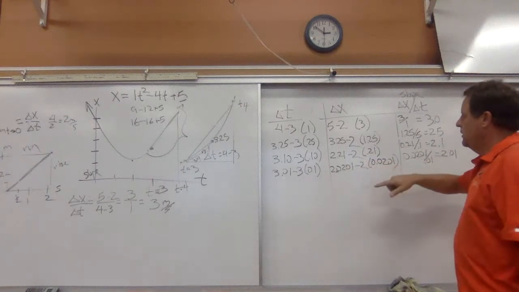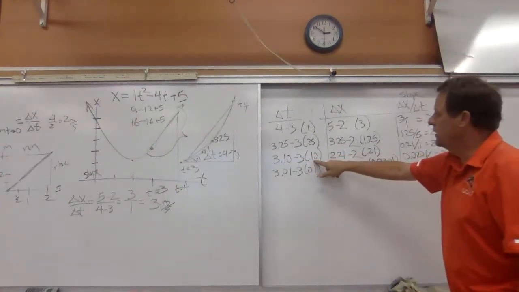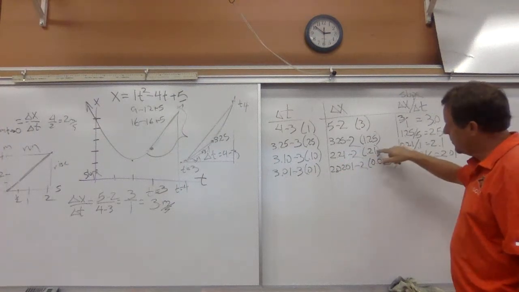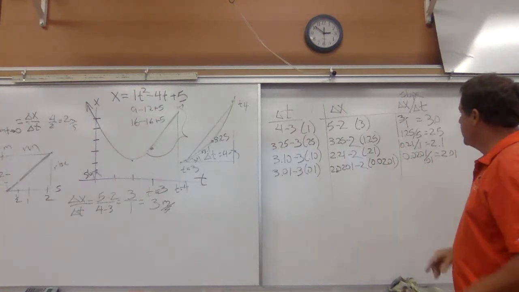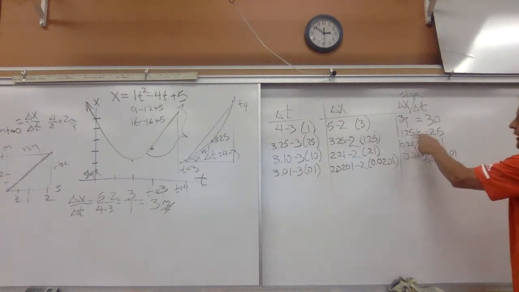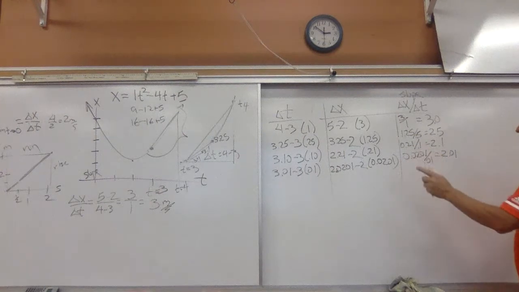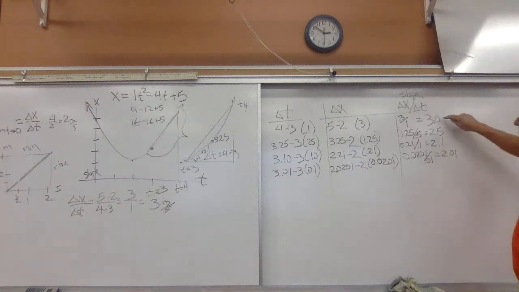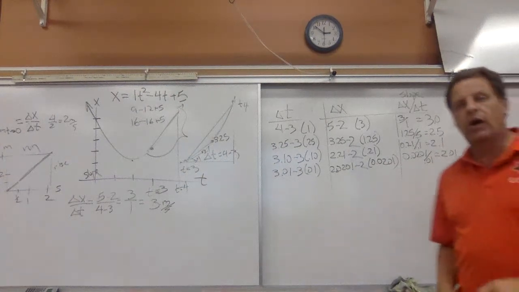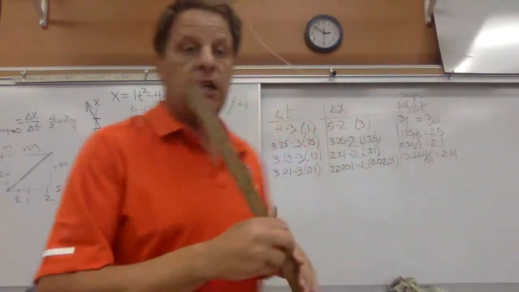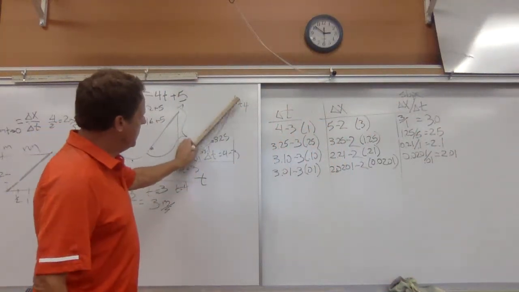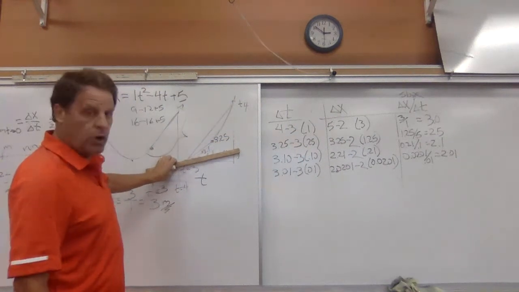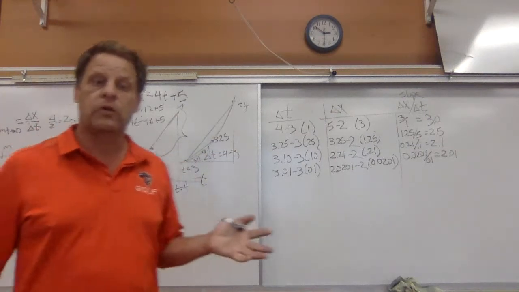If we do 3.1 minus 3, that's 0.1, and we plug those numbers in, we get 2.21 minus 2, that's 0.21, and 0.0201. And when we do the slopes of all those, 1.25 divided by 0.5, 0.21 divided by 0.1, 0.0201 divided by 0.01. And what's happening here is that the slope, as we already pointed out, is getting shallower: 3, 2.5, 2.1, 2.01. They're getting smaller and smaller.